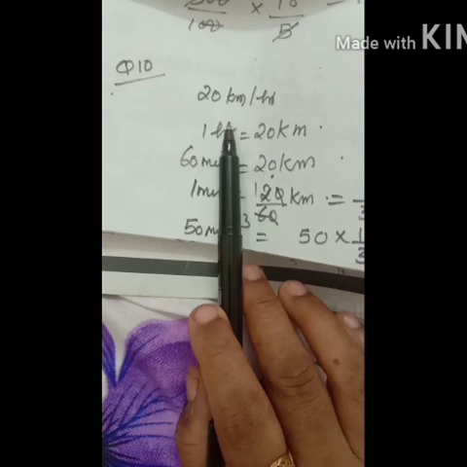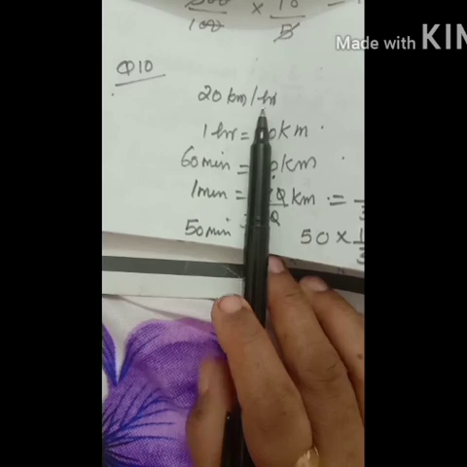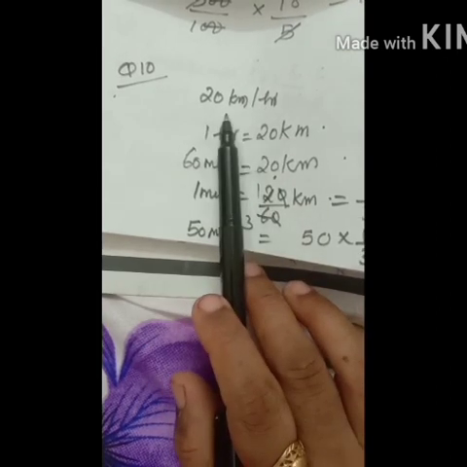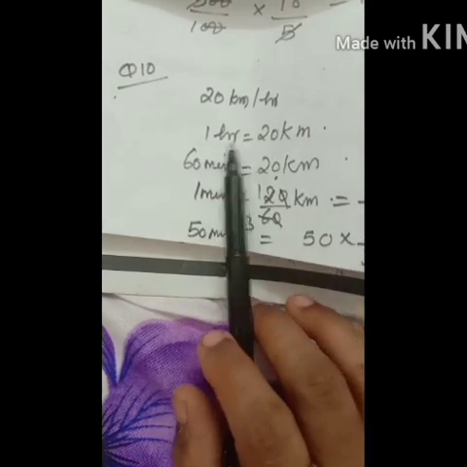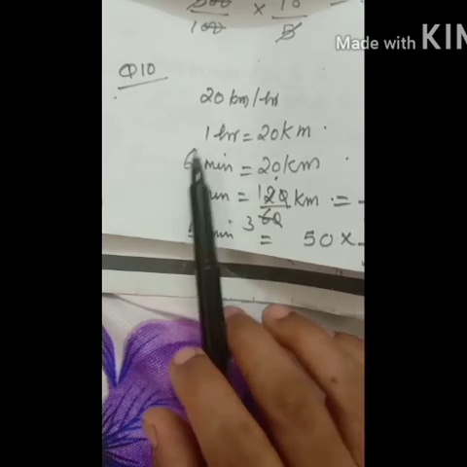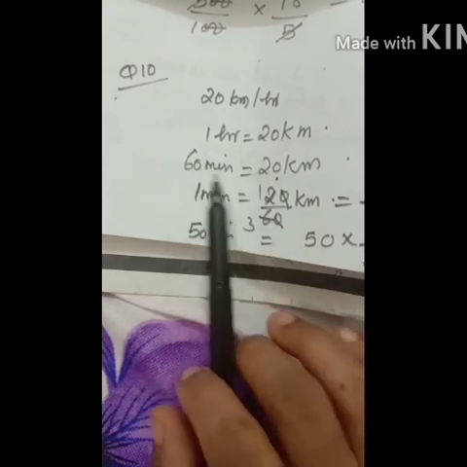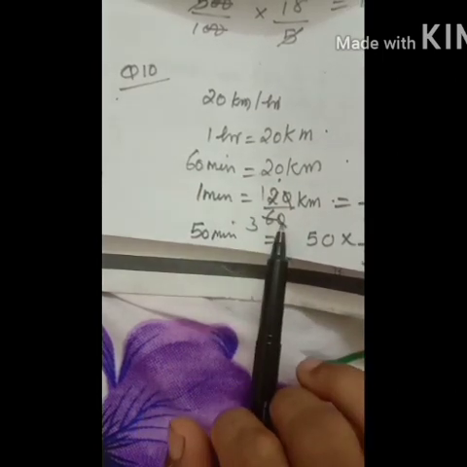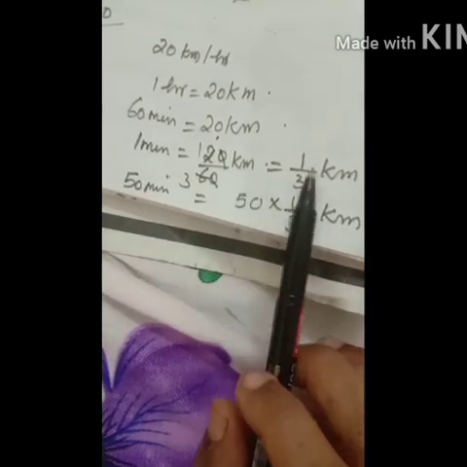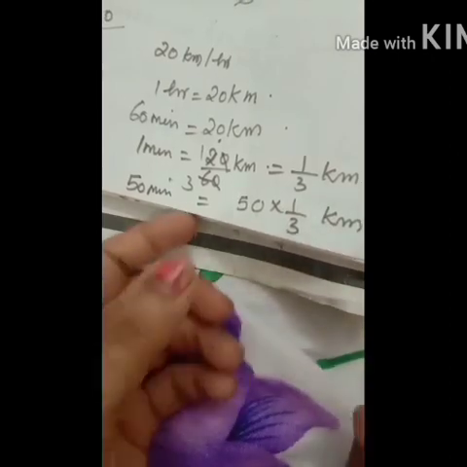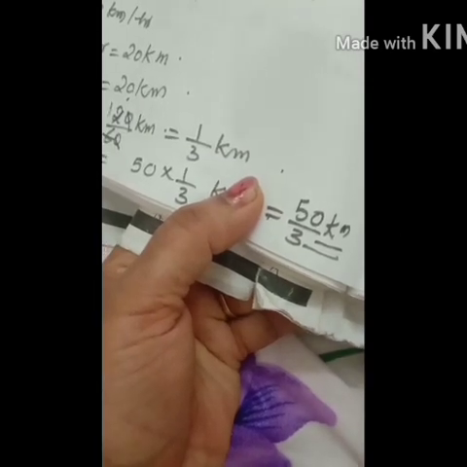A cyclist travels at a speed of 20 km per hour. How far will they travel in 50 minutes? In 1 hour, 20 km going. They are asking 50 minutes. So you convert hour to minutes by multiplying by 60. 60 minutes, 20 km. Then 1 minute, how much? 20 by 60. Then for 50 minutes multiply by 50. You will get 1 by 3 into 50. The answer is 50 by 3 kilometers.